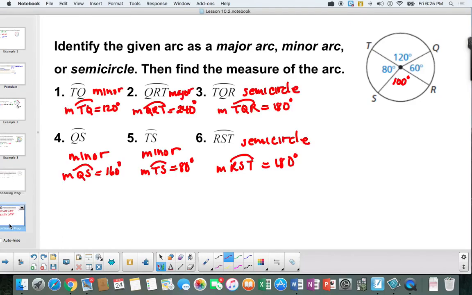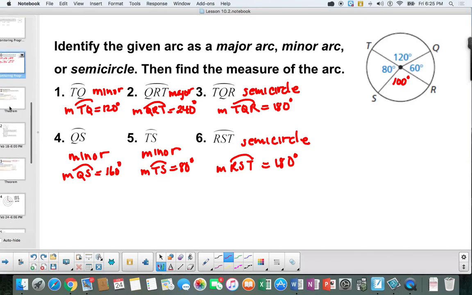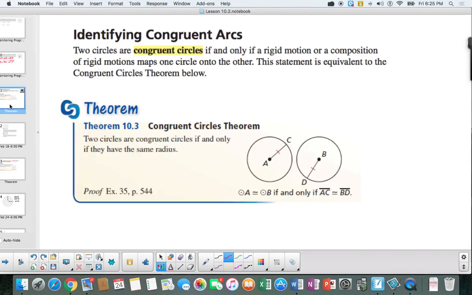And here are the answers. All right, congruent circles are circles if and only if a rigid motion or a composition of rigid motions maps one circle onto the other. That's the only way you can have congruent circles. Okay, and here's the proof.